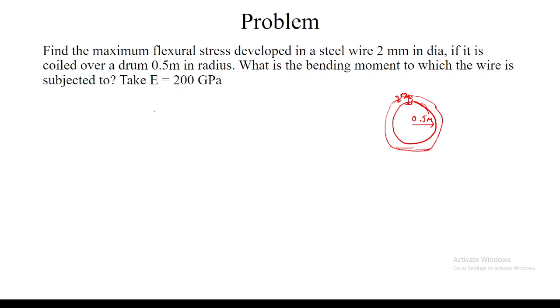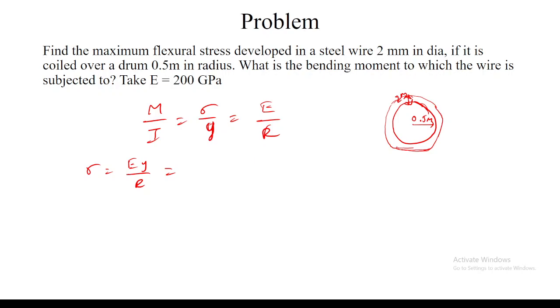Yes, so bending is actually given by M by I equals sigma by y equals E by R. While using this, you have to use sigma equals E y by R. So sigma equals E into y by R. So what is the value of R here?